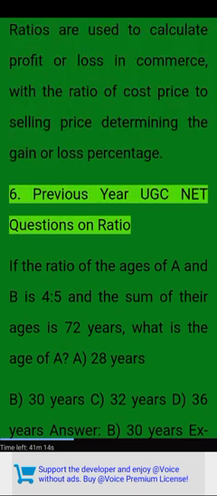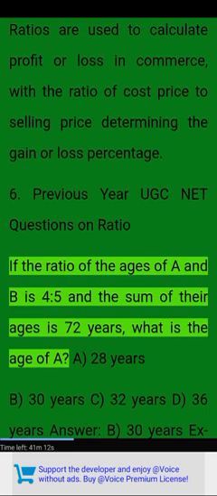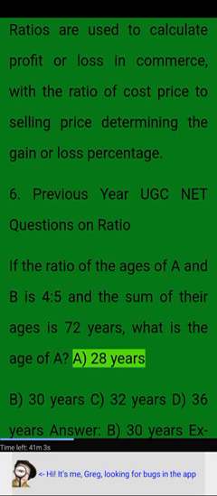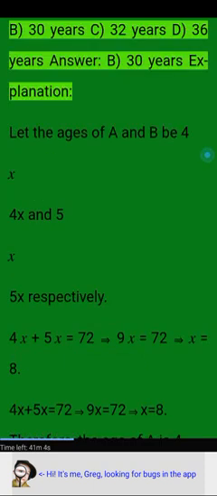6. Previous year UGC NET questions on ratio. If the ratio of the ages of A and B is 4:5 and the sum of their ages is 72 years, what is the age of A? A. 28 years. B. 30 years. C. 32 years. D. 36 years. Answer. B. 30 years. Explanation.